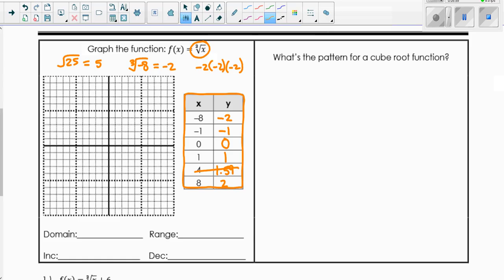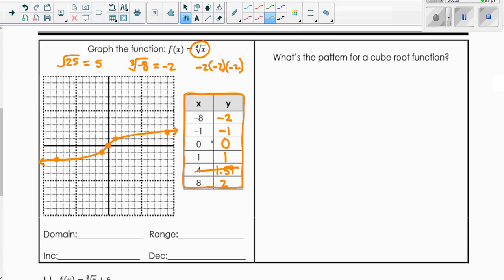Right? So if I graph this, I get -8, -2; -1, -1; 0, 0 is my critical point; 1, 1; and 8, 2. So you can see there's not very many points that lie on this graph. And then that's my function. It goes up very slowly, but this will continue to go up, and it goes down very slowly, but this will continue to go down.